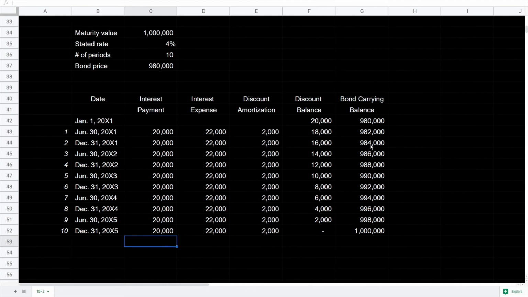The total interest payment remains fixed over the life of the bond. The interest expense is also going to be a fixed number because the amount of discount that is being amortized each and every period is fixed. And the only reason it is fixed is because we are using the straight line method of amortization. Finally, the discount balance needs to be brought to zero by the end of the life of the bond, or by the maturity date. And the carrying balance, if it is a $1 million bond, should be $1 million by the end of the life of the bond.